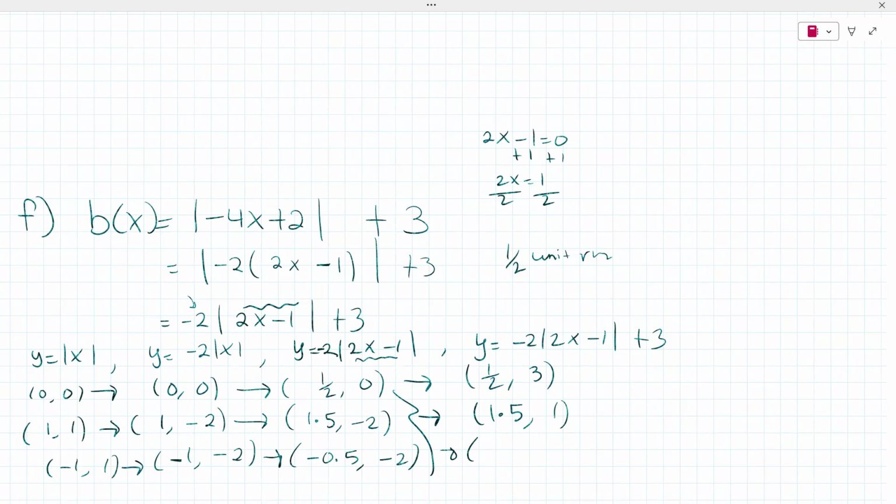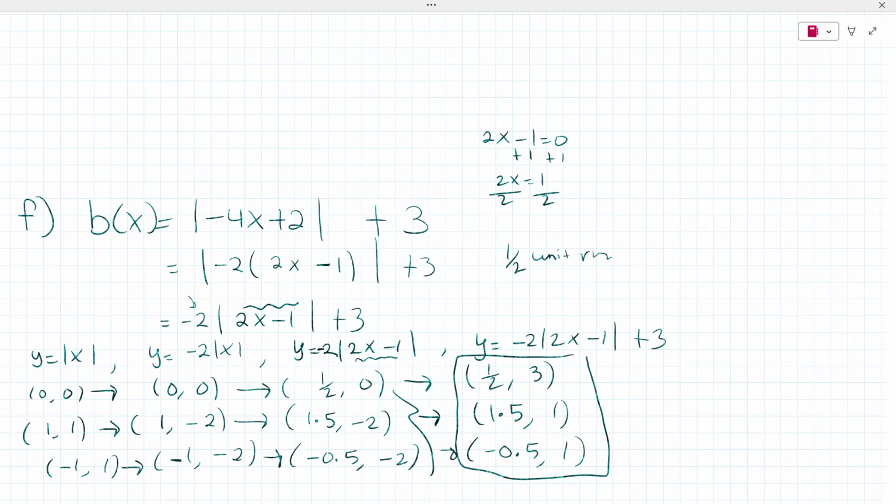Negative 0.5 comma negative 2 will be negative 0.5. And then negative 2 plus 3 is 1. Okay, then you would just plot these 3 points and you got your graph. Do you see how I do that? I just start with the parent function, pick 3 points, do the add-ons, right?